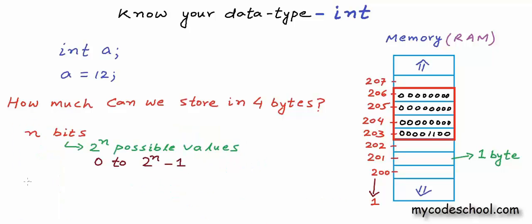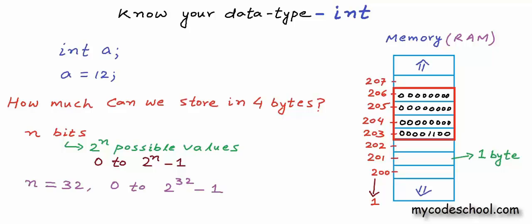So with 4 bytes or 32 bits we can have decimal values from 0 to 2 to the power 32 minus 1. So if we have 4 bytes to store an integer, then the maximum value that we can store is 2 to the power 32 minus 1. But this is if we are storing only positive values. Int data type can store negative values also. If we are storing negative values also, then the maximum cannot be 2 to the power 32 minus 1.